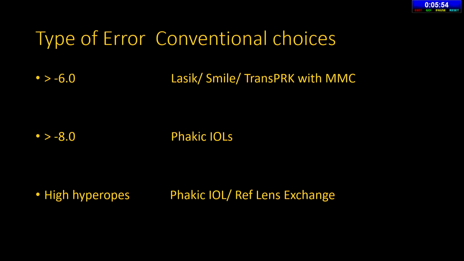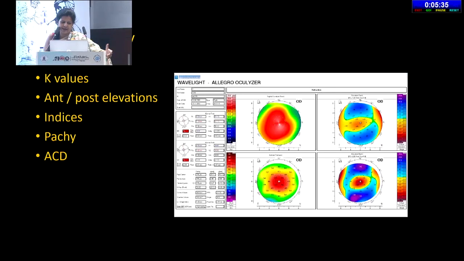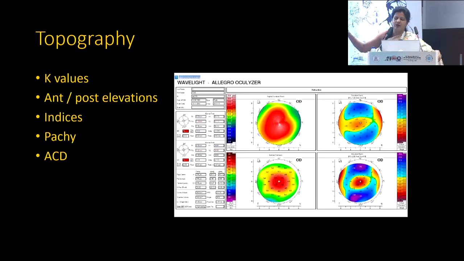Now for any high range refractive error, to prevent an oblate cornea, it may be better to go in for a phakic intraocular lens. And high hypermetropes, which don't come in the purview of laser vision correction by way of topography or by way of the magnitude of the power, can go in for refractive lens exchange or a phakic intraocular lens. Now the most important part is the vetting of the topography.